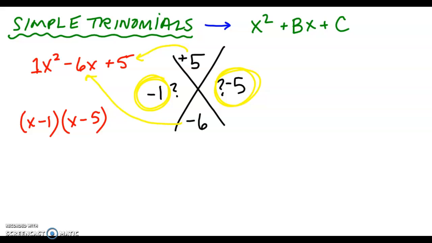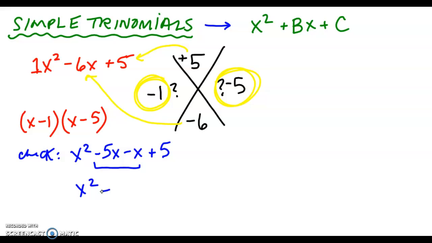Okay? And we can easily check that by doing FOIL, multiplying it out. So x times x gives us x squared, x times -5, -5x, -1 times x is -x, and -1 times -5 is +5. If we group these 2 like terms, we have x squared minus 6x plus 5, which is exactly what we started with. That means we did this correctly.